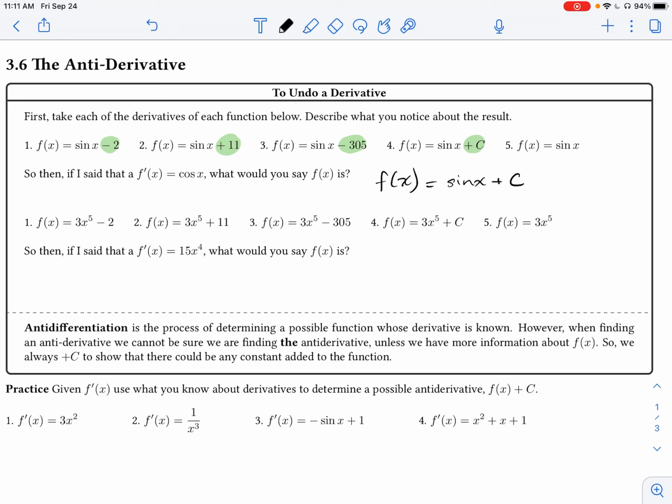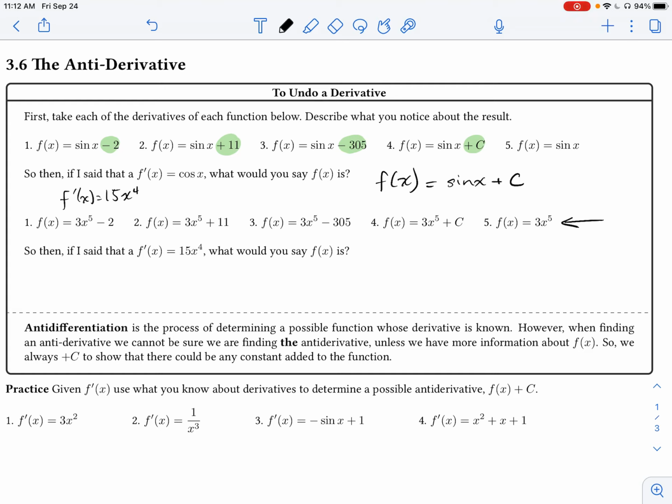To really hammer this home, let's look at the next line. So consider these functions here. What would be the derivative of 3x to the 5th minus 2? Well, applying the power rule, f prime of x would be equal to 15x to the 4th. And the derivative of negative 2 is just 0. What about for number 2? Also 15x to the 4th, and the derivative of 11 is just 0.